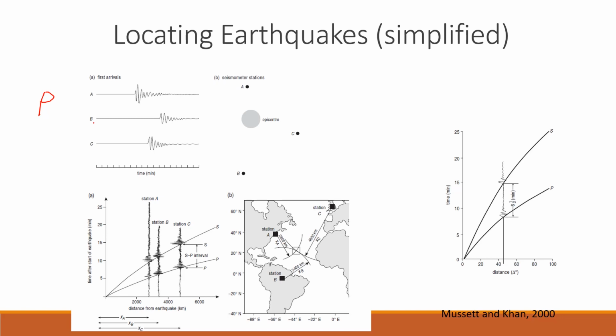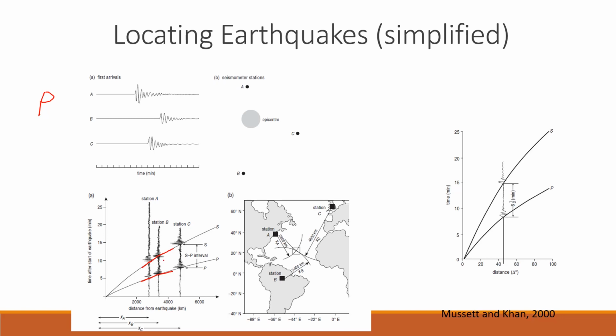We look at when those things first come in. We also want to look at when the first S waves come in. So the first P waves will come in first, obviously. Then the S waves will come in. We will look at the distance between that P wave and that S wave.